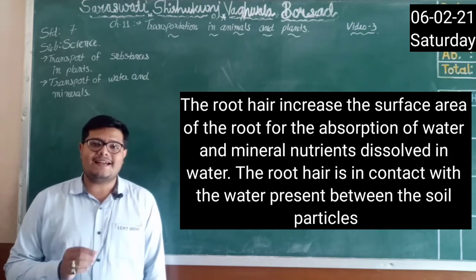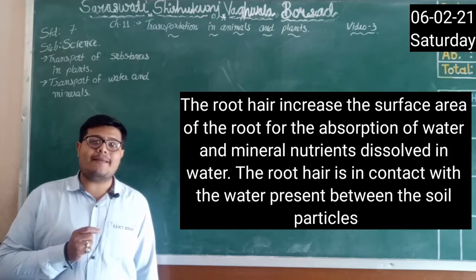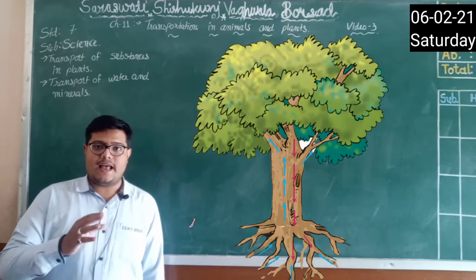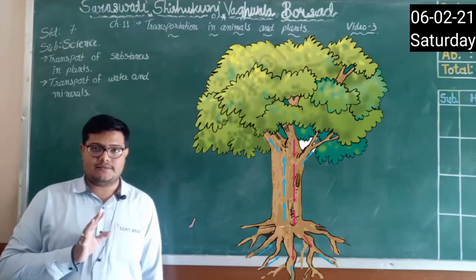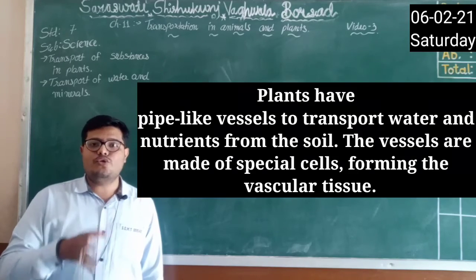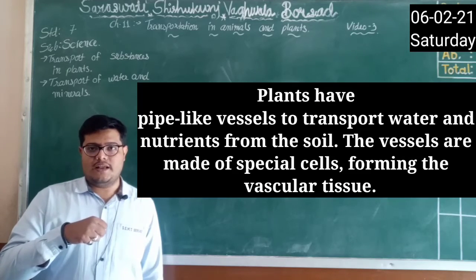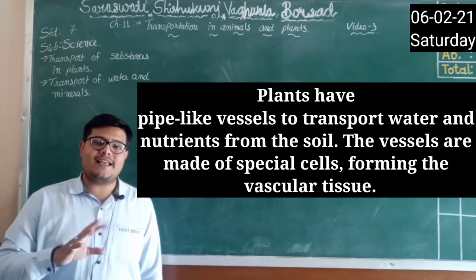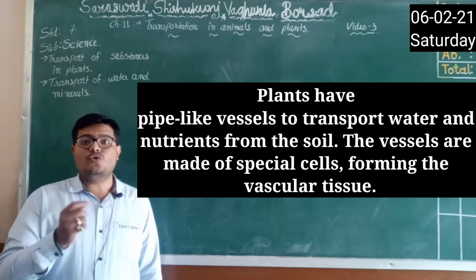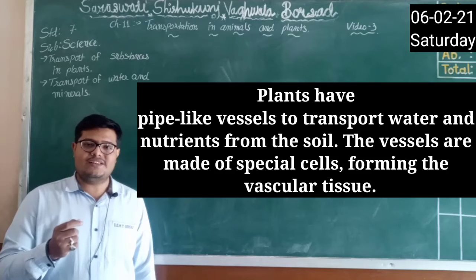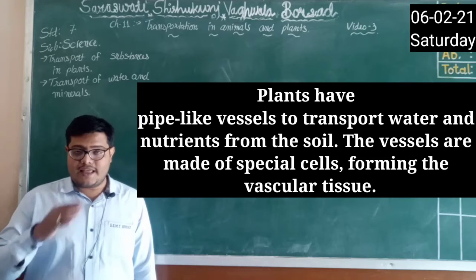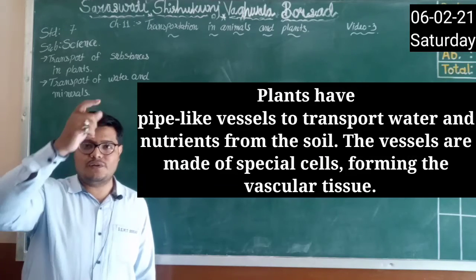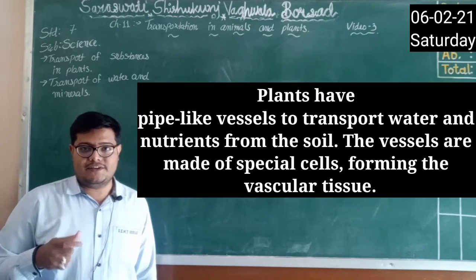Now, plants have tube-like structures, or we can say pipe-like structures, present inside their whole body. Those vessels are spread through the whole body of the plant. The tubes, or those vessels, will transport water and nutrients absorbed from the soil. Now those vessels are made up of a special kind of cells. Those cells will form vascular tissues, and the vessels are made up of vascular tissues. One cell will form a tissue and many tissues will form organs. So that is your vessel which is present inside the plant.